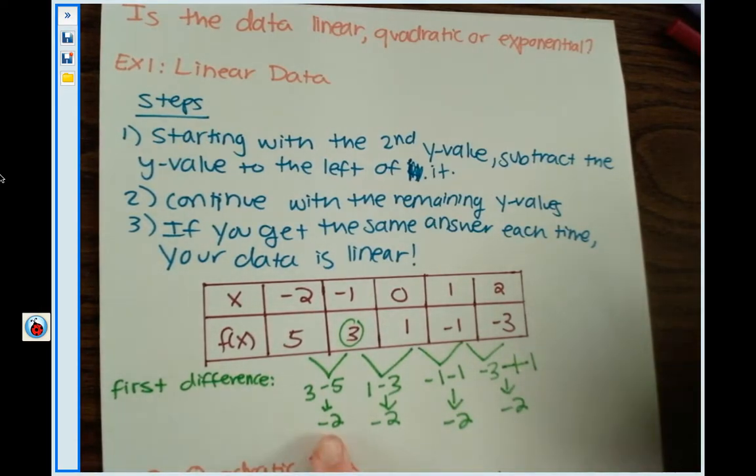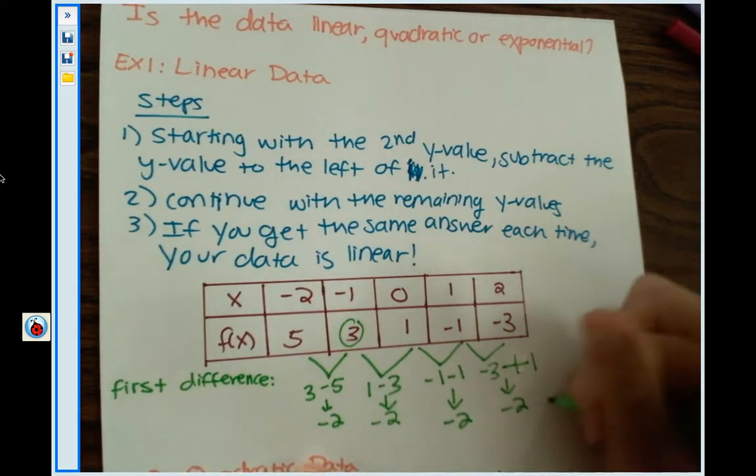Now, do you guys see we get the same number each time we subtract one y value and the y value to the left of it? Okay, if that happens, if you subtract all the y values and the y values to the left of them and you get the same answer, you know your data is linear. And this is called the first difference test. So yay, this data is linear.